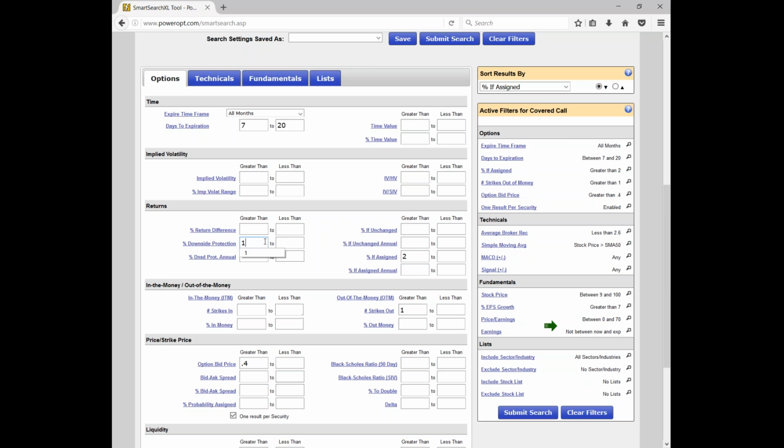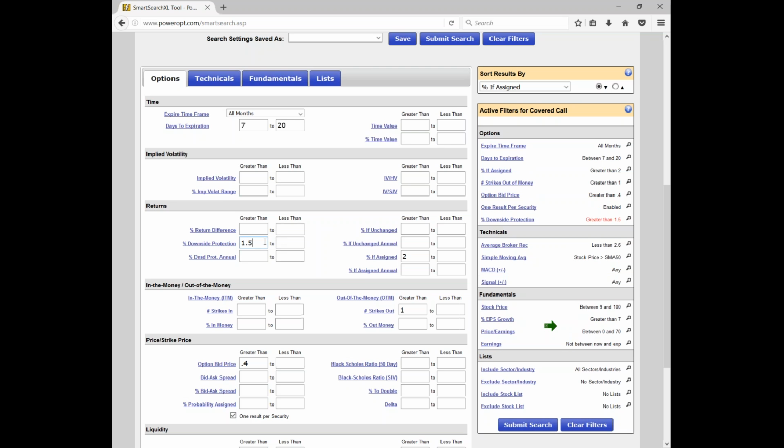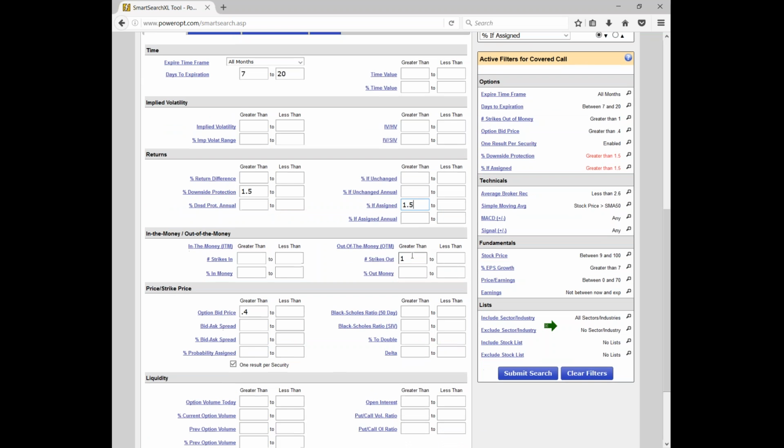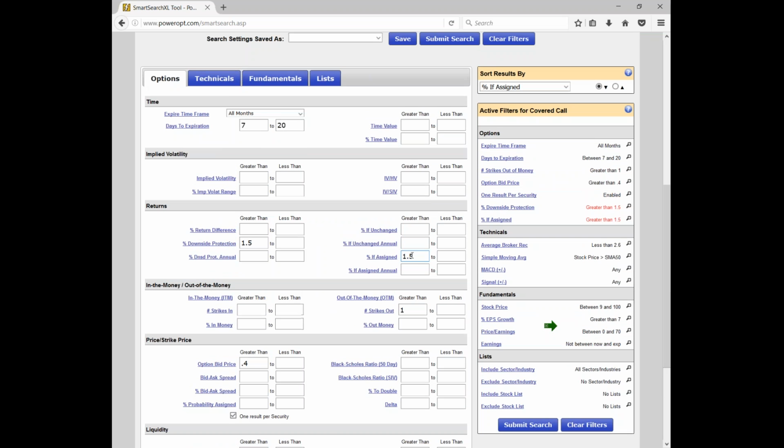So we could just tweak this a little bit. I'm going to lower the downside protection to be just greater than 1.5%, and the same with the percent if assigned as well. Okay, now I'm just going to make those 2 changes. When you're making adjustments to a default search or your own saved search perhaps, you only want to tweak 1 or 2 criteria at a time. If I went in right now and made 7 to 8 different changes, I might hit submit and see that there are no results that match my criteria. But I don't know which criteria it really was that filtered everything out or wasn't working in conjunction with the other trades.